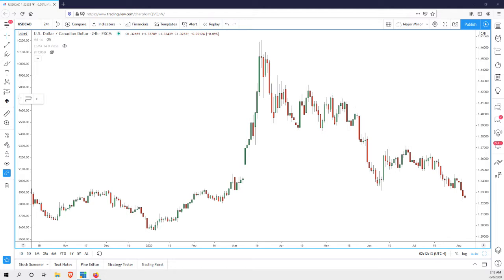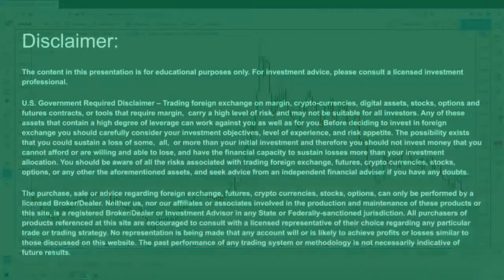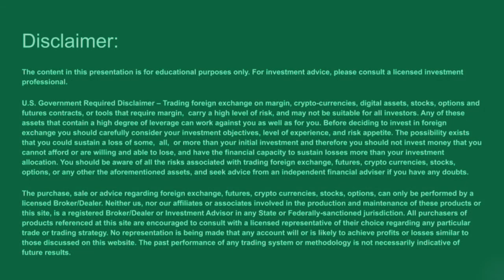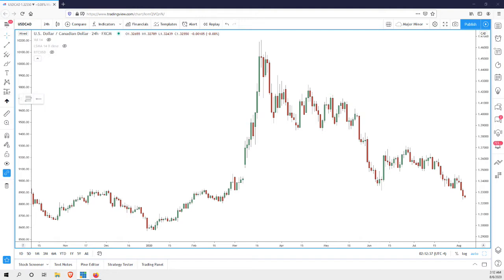In this session I'm going to be covering the US dollar against the Canadian dollar forex pair, USDCAD. The reason for that is there may be fundamental weakness in place, but that doesn't mean there won't be a technical opportunity. With that being said, this is for educational purposes only. For investment advice, please consult a licensed investment advisor.